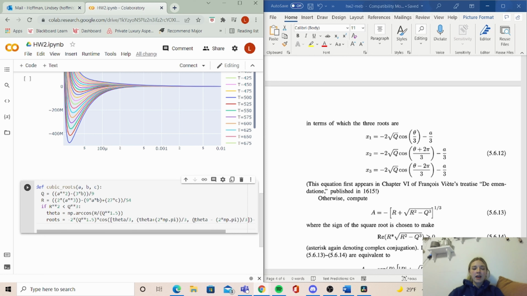Okay, so now that we have our equation set up for calculating the roots, we want to make a return statement. And what we're going to want to return is the roots.